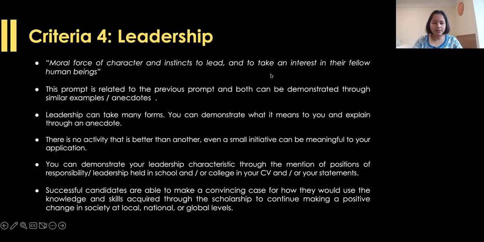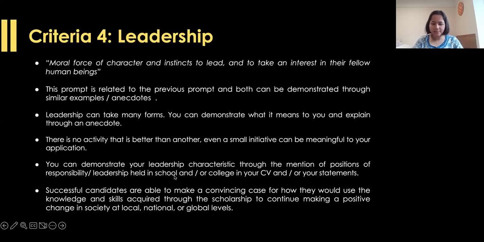And it's important to realize here that leadership can take many forms. Within the Rhodes community, we're told that there's no one way to lead, and that really applies here well. So you can demonstrate what it means to you and explain it through an anecdote, through something on your CV that may not be obvious when you've written it on your CV, but when you actually performed your role in that position, you can talk about it in your personal statement. It doesn't have to be something huge. Even small initiatives that were meaningful for your application, for shaping you as a person, are good enough or important enough.